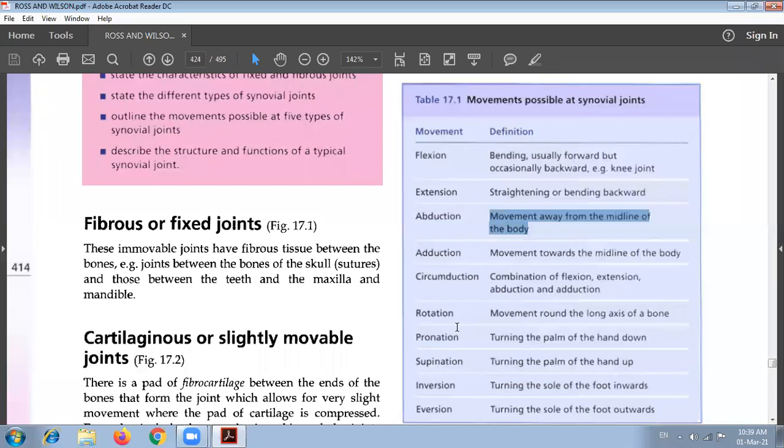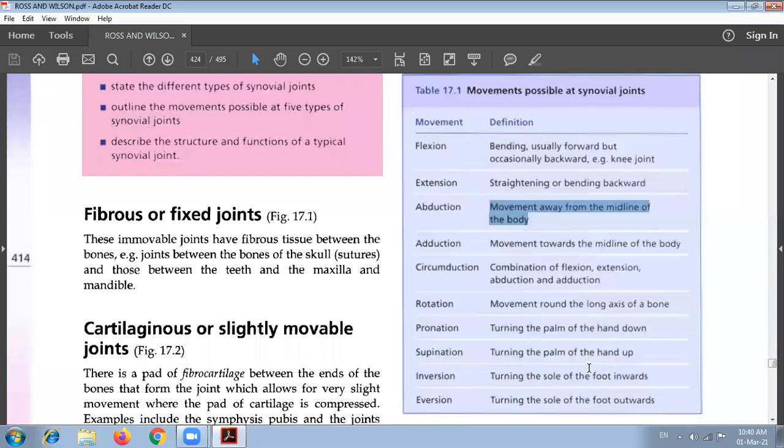Then rotation. You can see the axis and atlas vertebra, which have the pivotal joint, which is one of the synovial joints, and this gives the rotation movement of our neck so that it can rotate. Then pronation, turning the palm down. Supination, turning the palm up. Then inversion, turning the sole of the foot inward. Eversion, outward. So all these movements are possible at the synovial joints.